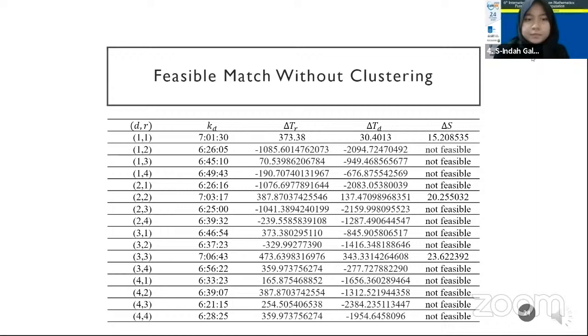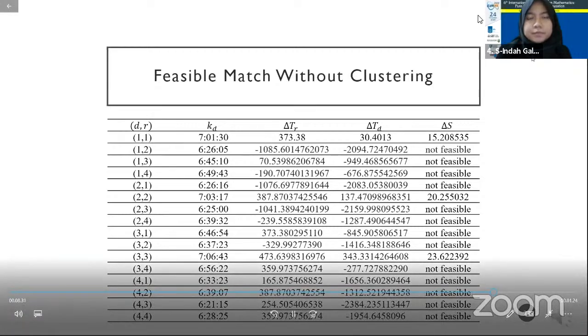We will compare the result with clustering and without clustering. Without clustering, using the same example data, we match all the possible driver-rider pairs. So we got 16 possible match driver-rider pairs. For these 16 driver-rider pairs, we will check the time feasibility and delta S condition. The result shows that we got the same result as using the clustering method.